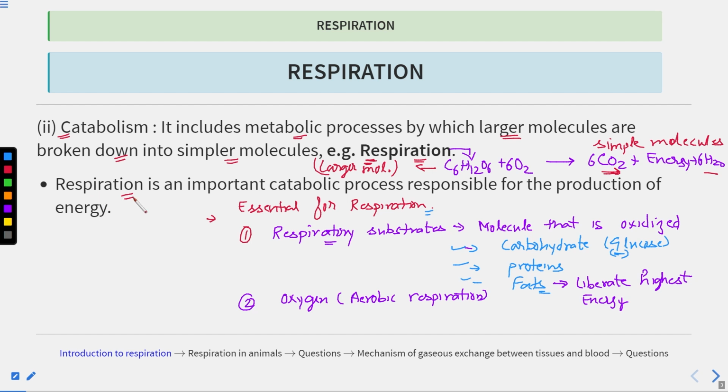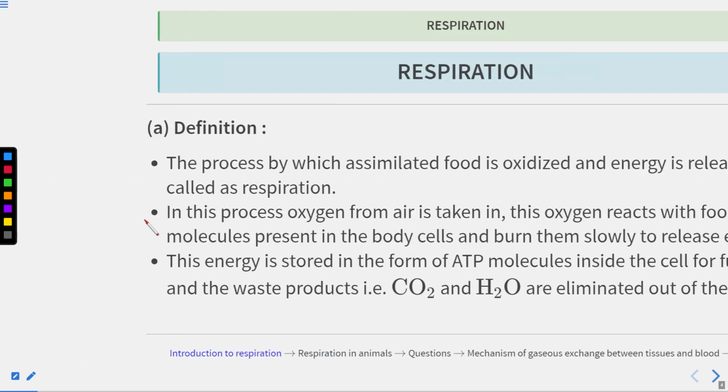Now, respiration is an important catabolic process responsible for the production of energy. Energy is released upon the breakdown of these respiratory substrates, and this energy is released in the form of ATP. What is ATP? ATP is adenosine triphosphate. This ATP is then used for carrying out various metabolic processes. Clear?